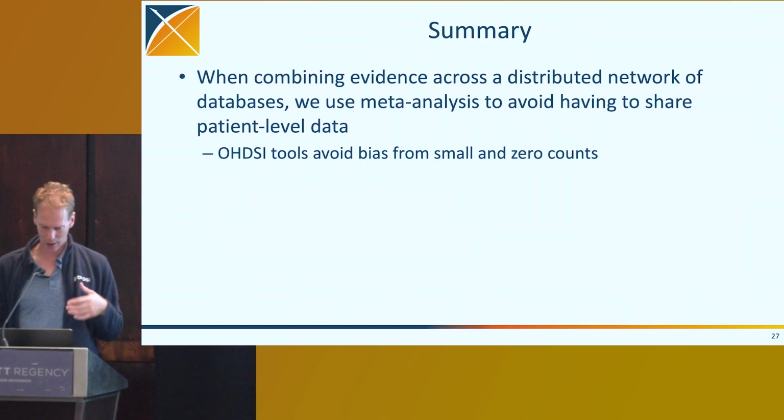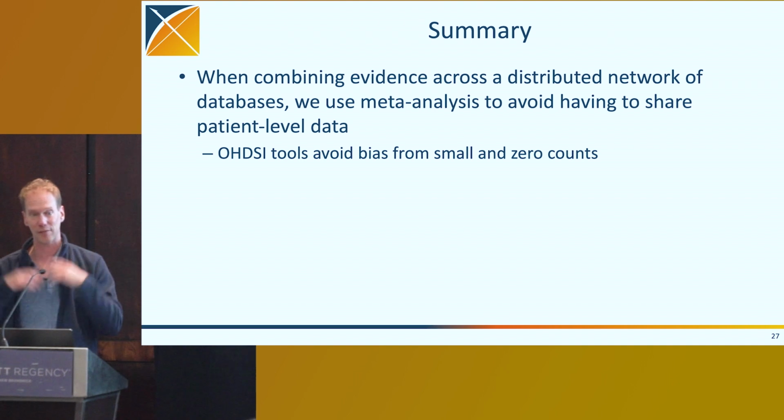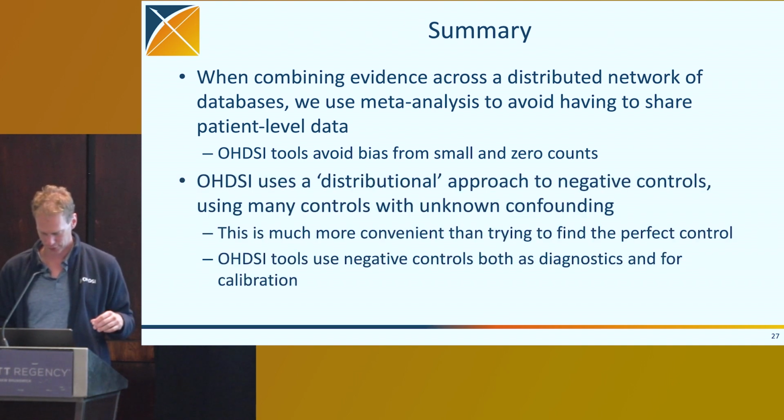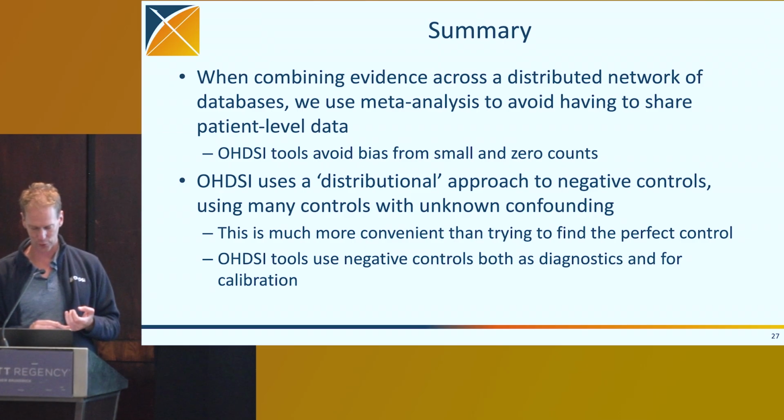So in summary, when combining evidence across a distributed network of databases, we use meta-analysis to avoid having to share patient-level data, and we have this fancy method in OHDSI for avoiding bias related to small counts. And we use a distributional approach to negative controls, using many controls with unknown confounding.